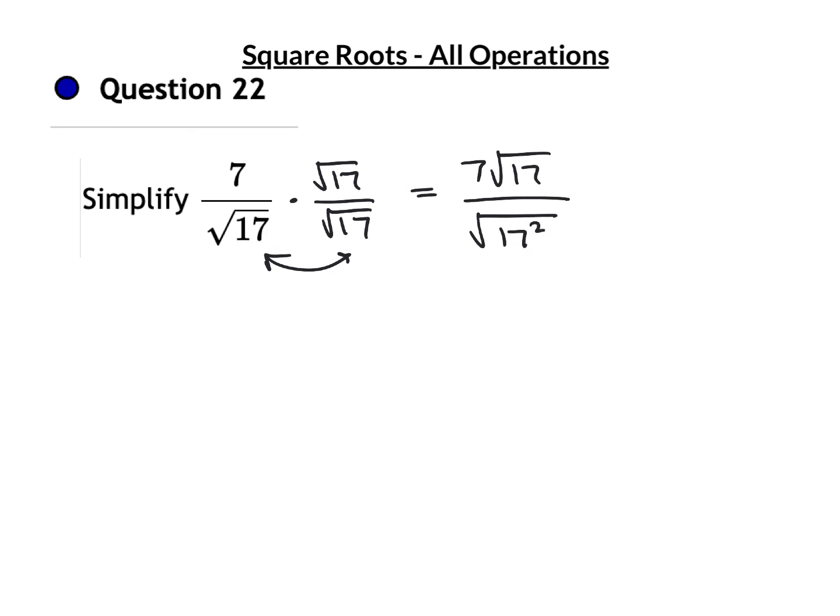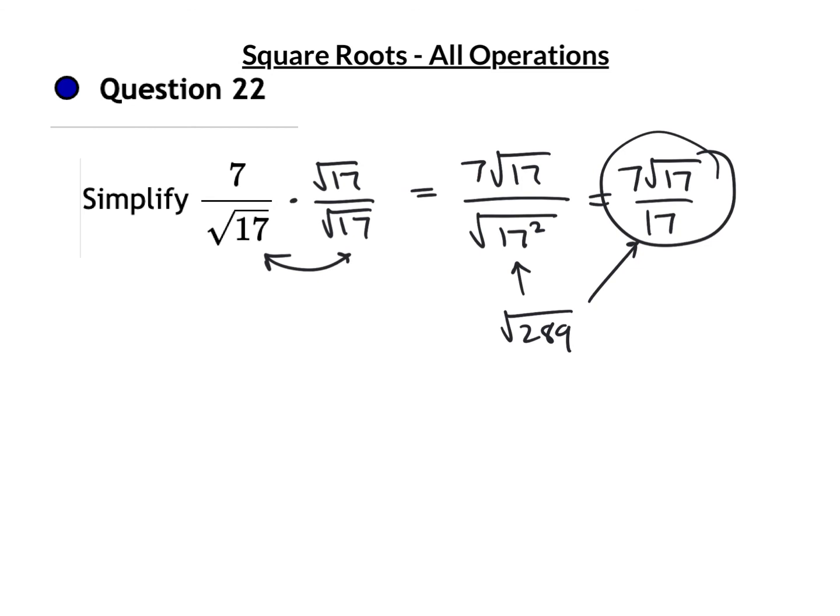Now, I don't really need to multiply 17 times 17. It is 17 squared. And yes, 17 squared is 289. But when I take the square root of 17 squared, I'm going to get 17. Whether you make that the square root of 289 and make it 17, it doesn't matter. Up above, I have 7 root 17 over 17. Nothing cancels. There's no common factors. This, then, is my answer.